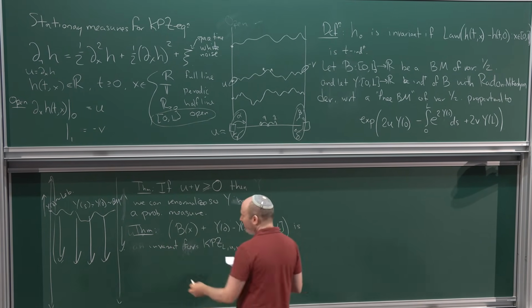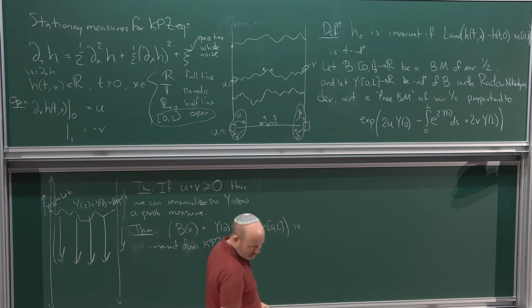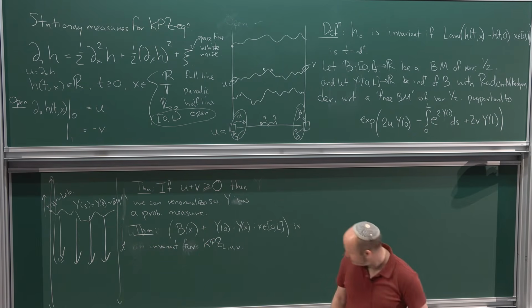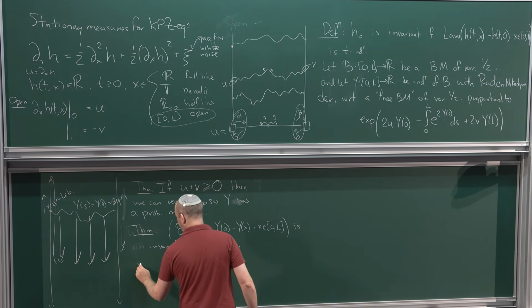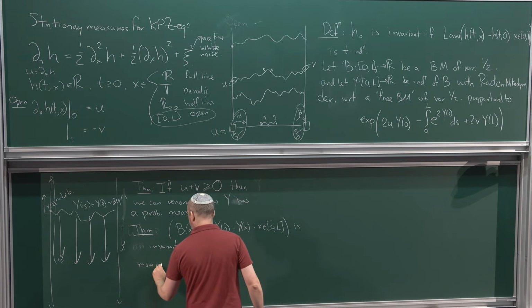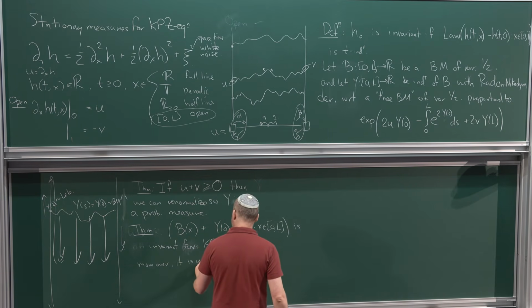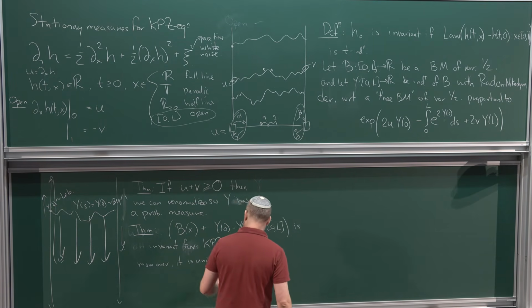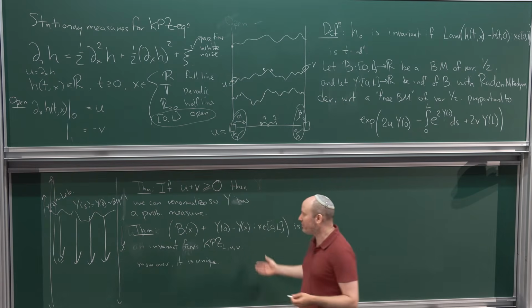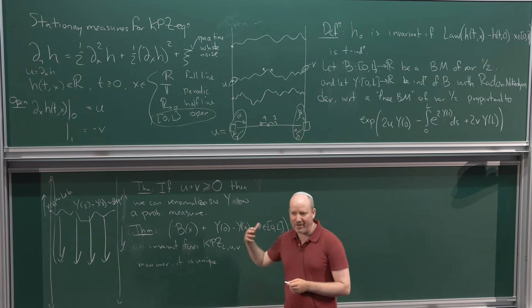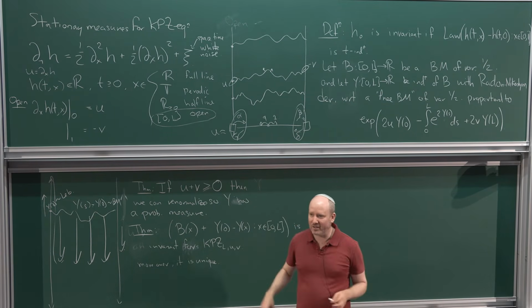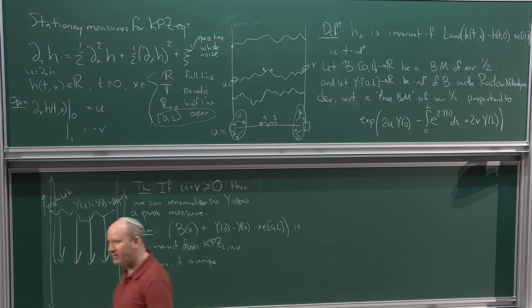And in fact, moreover, it is unique. Okay, so not only is it unique, in fact, you can prove convergence to it from any initial data in exponential time. Yeah. So in practice, how do you implement the boundary conditions?